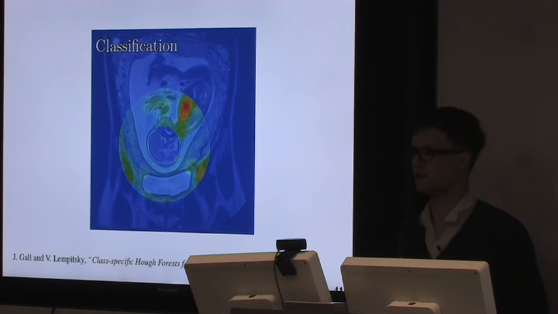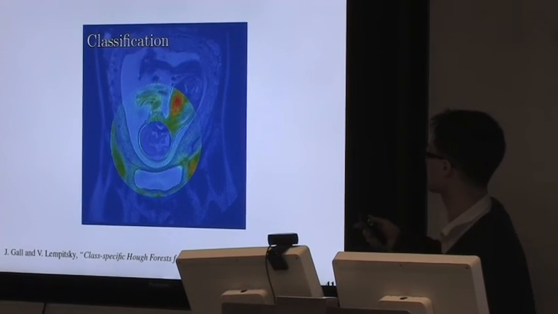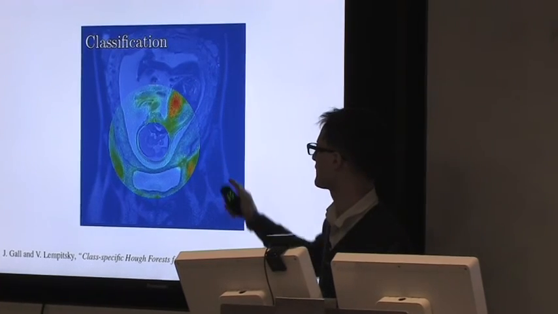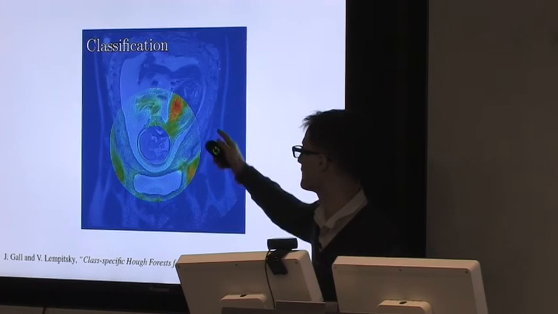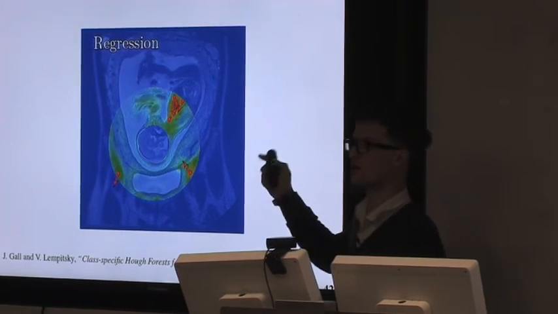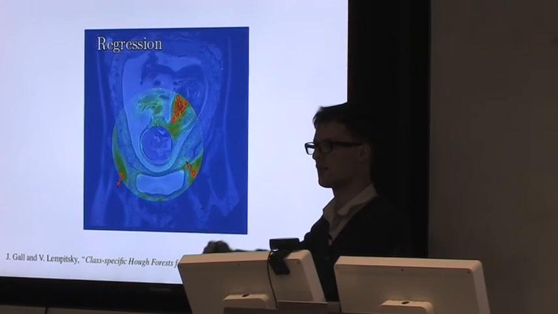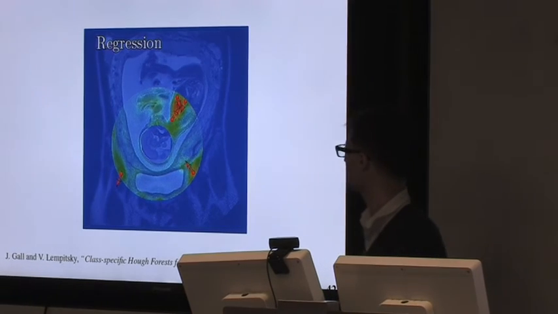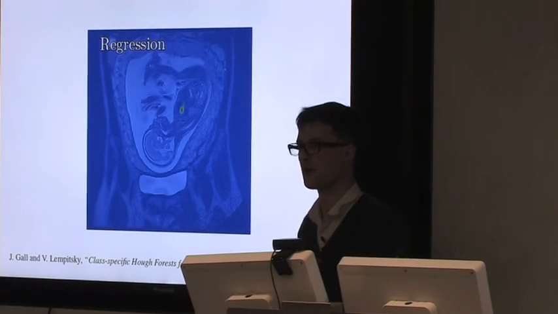So the approach I used is based on the Hough forest. So it's a combination of classification step and regression step. So first, I classify every voxel within my range. Is it heart or not heart? And I get this probability map. Then I do a regression step. All the voxels that are assumed to be heart vote for the location of the center of the heart. And that way you have an aggregation which happens. And then you have a much better estimate of where the heart is.